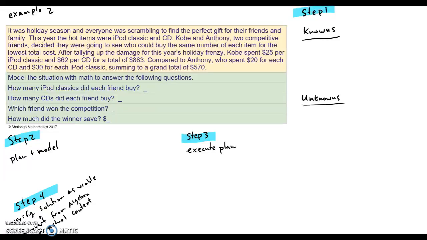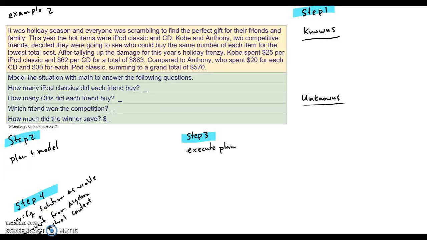After tallying up the damage of this year's holiday frenzy, Kobe spent $25 per iPod Classic and $62 per CD for a total of $883, compared to Anthony, who spent $20 for each CD and $30 for each iPod Classic, summing to a grand total of $570.